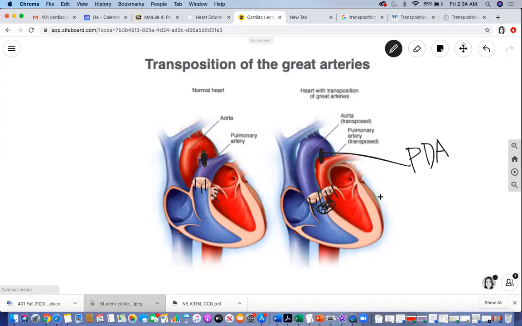So again, I'm going to pause this presentation and then pull up another set of pictures for you for our next case study.